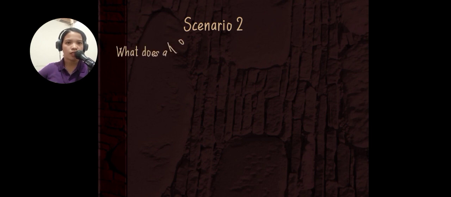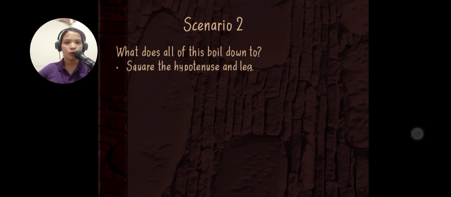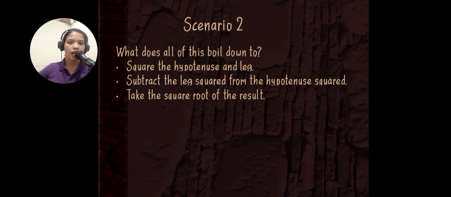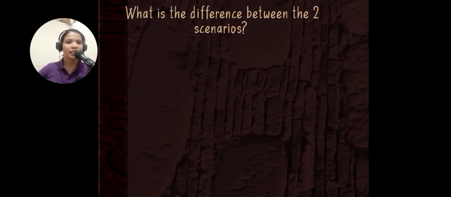So I have here a brief summary of scenario number 2. What does all of this boil down to? First, you need to square the hypotenuse and the leg. Second, subtract the leg squared from the hypotenuse squared. Third, take the square root of the result. And the last one, you have your missing leg, and you can easily derive the correct answer. So, what is the difference between the two scenarios?